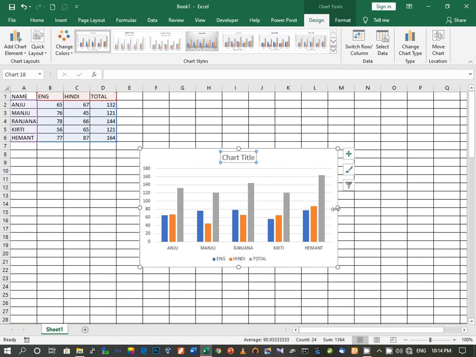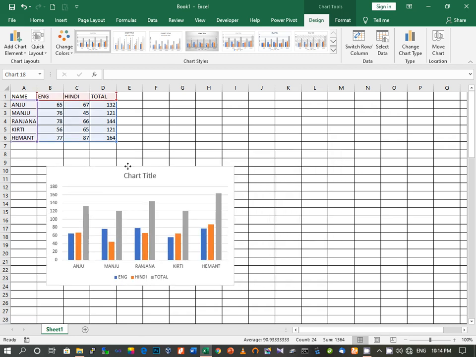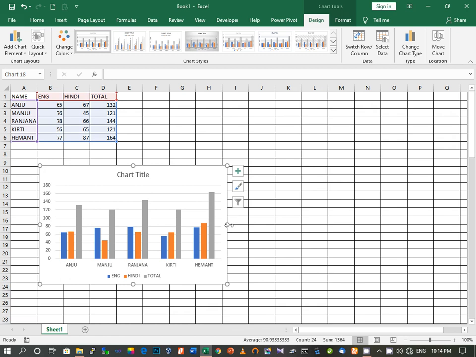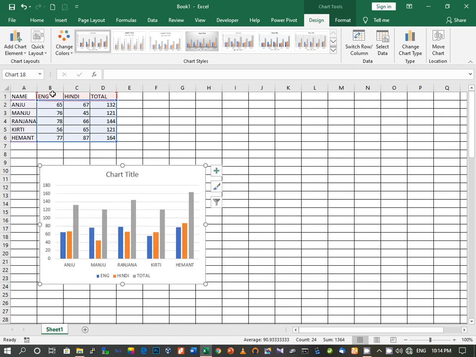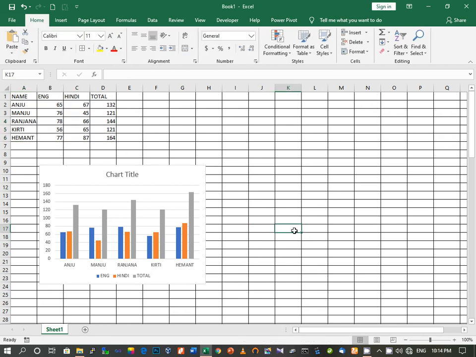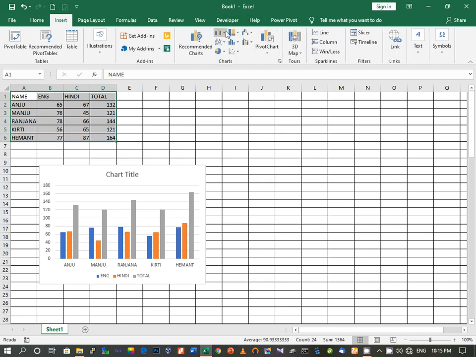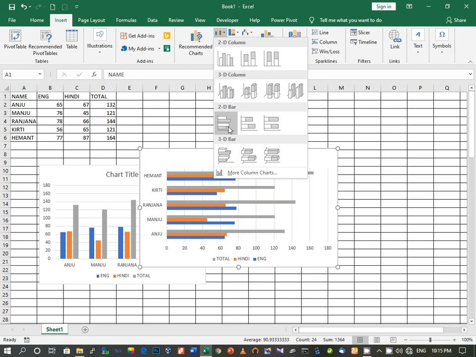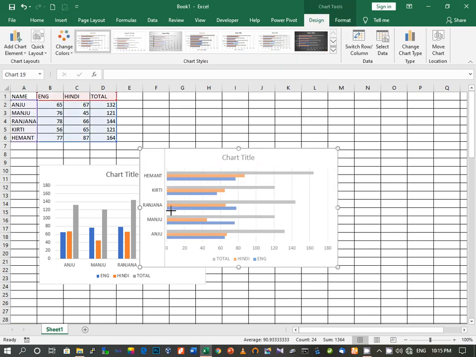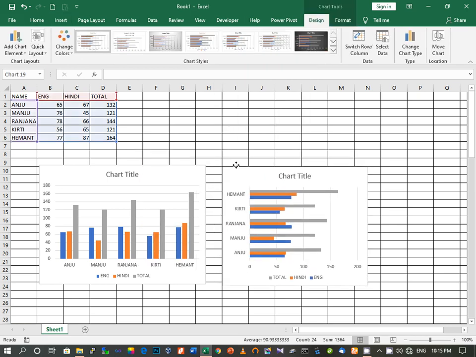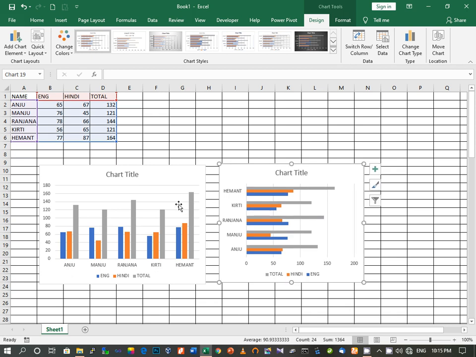Now we are going to study different types of chart. So this is your column chart. Now we are going to insert the bar chart. So insert and over here bar chart. Now I have made two types of charts at a time so that you can understand very easily what is the difference between a column chart and this bar chart.